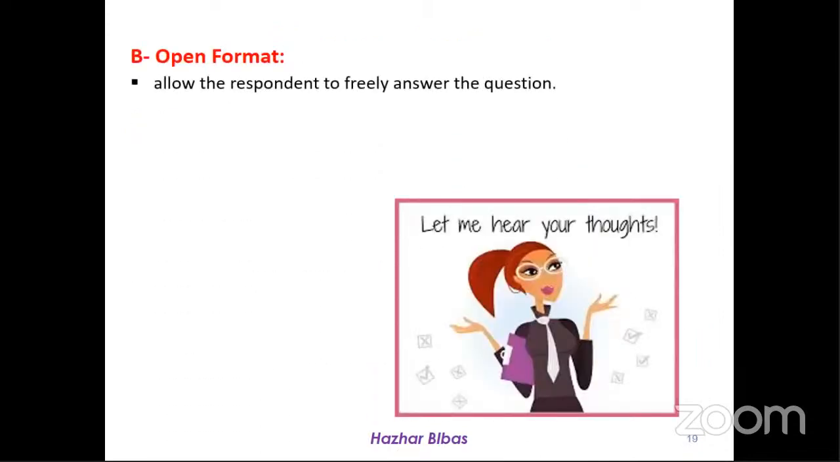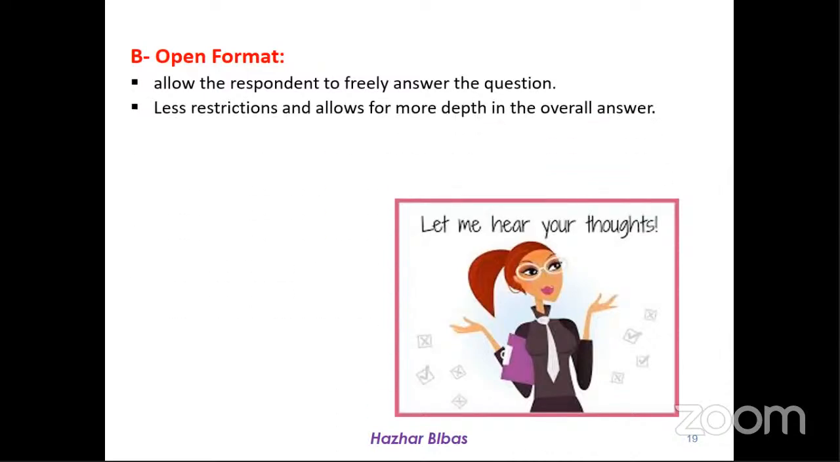How about the open format? With open format, the responders are free to answer whatever they want. There is less restriction, okay? It allows the responder to think deeply about the questions and answer, but it's going to take them time to think about what the exact answer is for that question. That's why it takes more time than they expect.